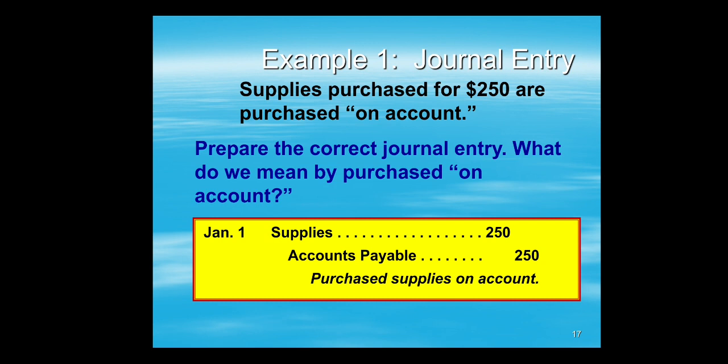Remember, I have told you the first effect: the effect of this transaction on asset is asset increase. Asset supplies increase. So refer to the rule of debit and credit. When asset increases, you have to debit the account. So see here, January 1st, the general journal entry is debit account supplies. The amount is $250.